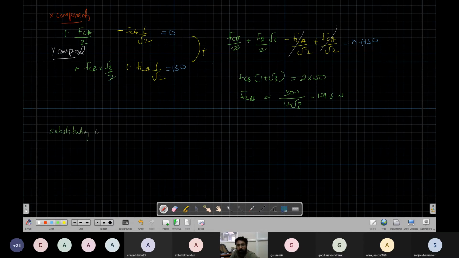substituting in summation of Fx equal to 0. So substituting, what I'll get is 109.8 divided by 2 minus FCA upon root 2 equal to 0. Okay. So FCA equal to root 2 times 109.8 by 2. So this you can cancel by 2 here. So 109.8 by root 2. 77.65.